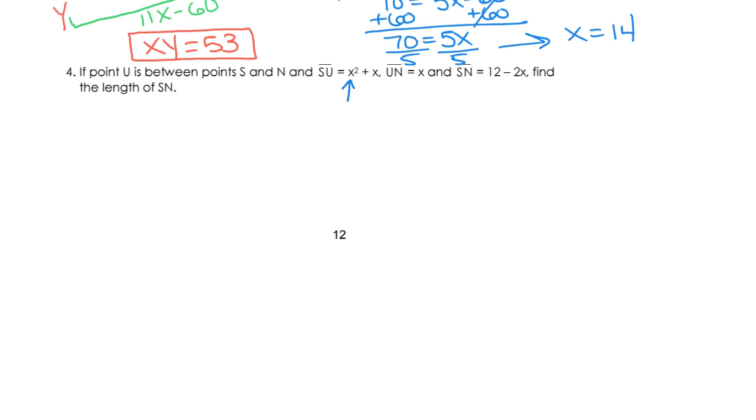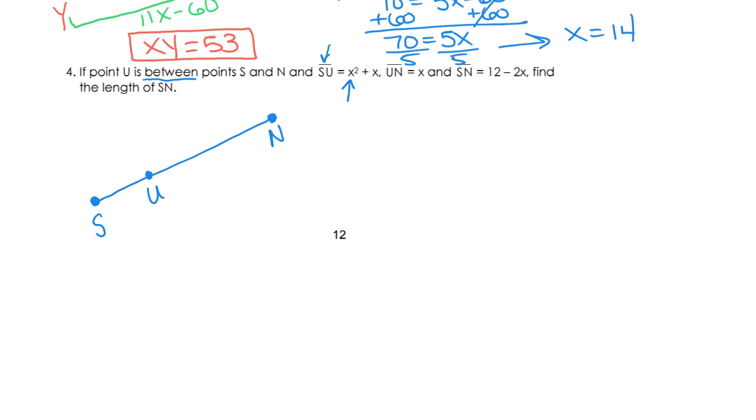So it says if point U is between points S and N, and again, there's that between word, which means that they're on the same line. And if I look at those bars over the SU and the UN and the SN, they're telling me that they're line segments. So I'm going to give this one endpoints. And go back and read so I know where to put my letters. If point U is between points S and N, so I'm going to call this S and call this N, and it doesn't say U is a midpoint, so I'm going to slide it closer to S or closer to N, it doesn't matter, and we'll call that U.